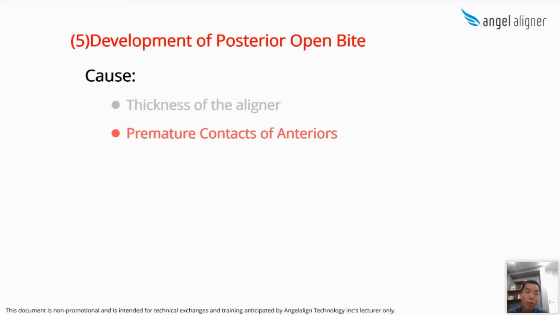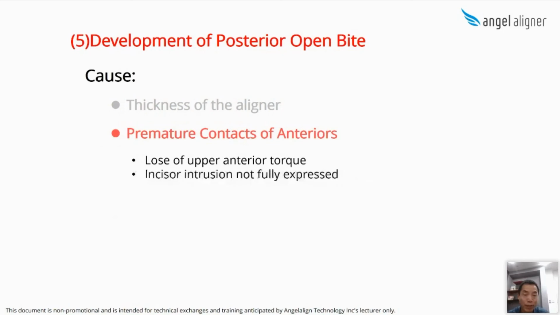And I think the most important cause for the posterior open bite is the premature contact of anterior teeth. This often results from the following circumstances. The first, the loss of upper anterior torque. The second, the incisor intrusion not fully expressed. And the third, the temporary premature contact of anterior teeth. Let's see one by one.